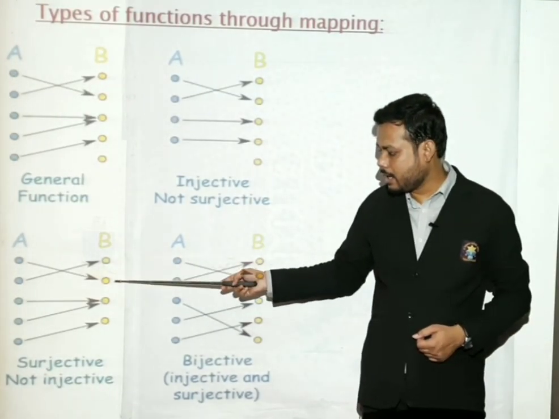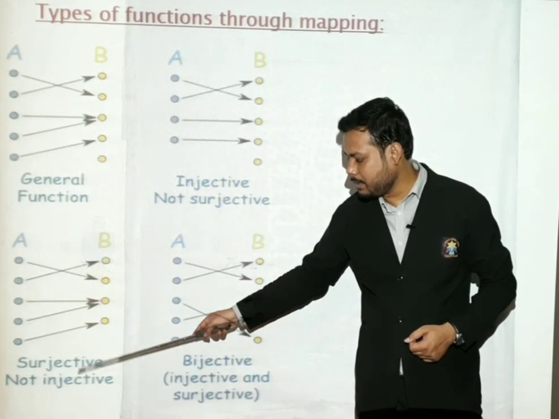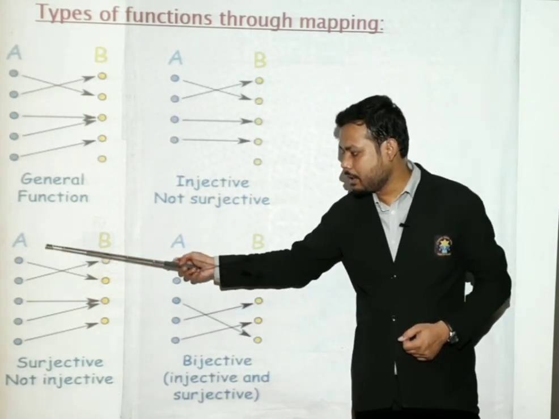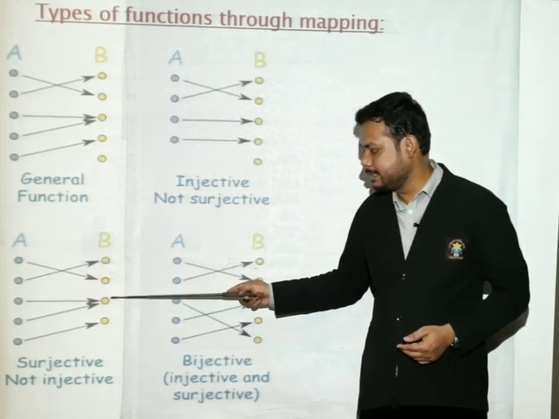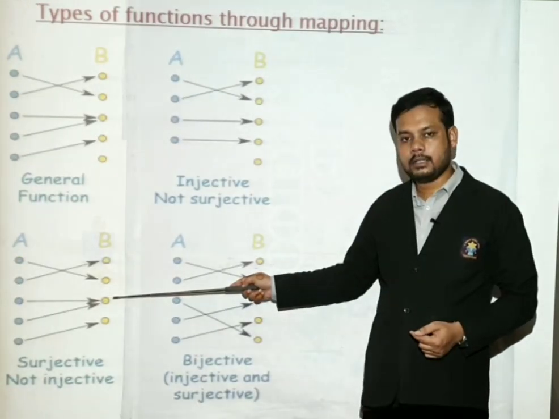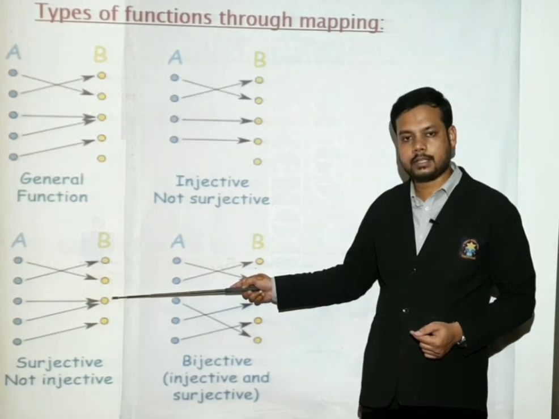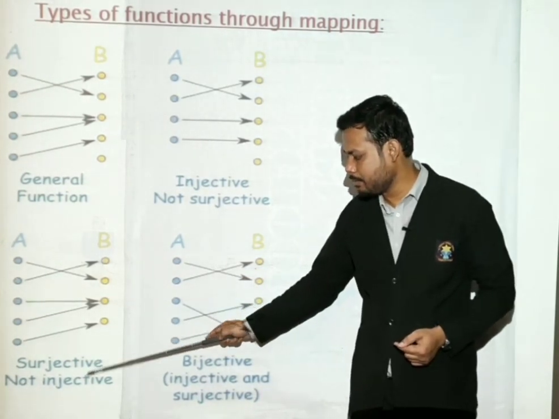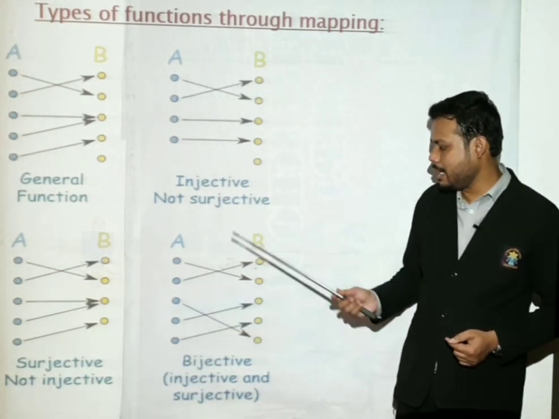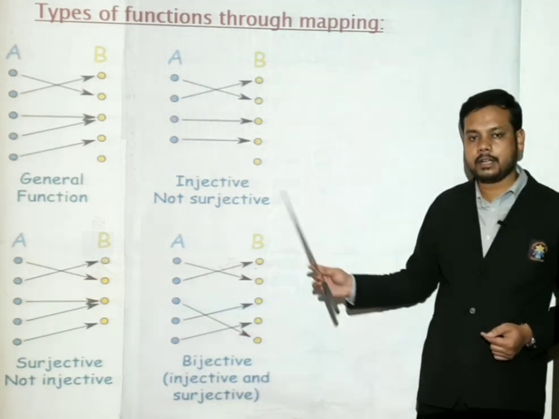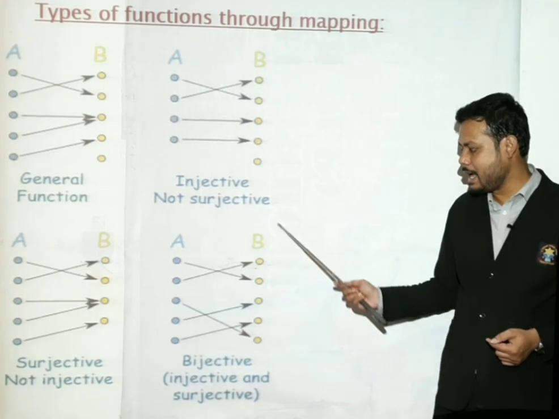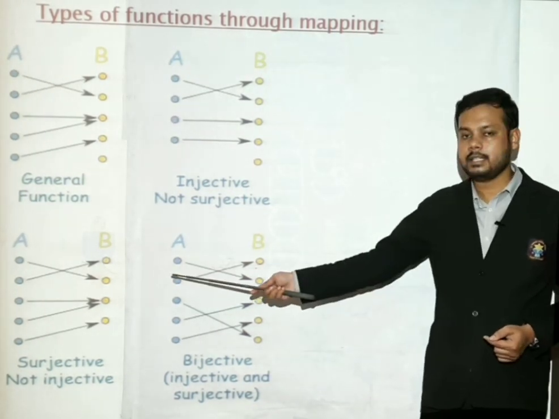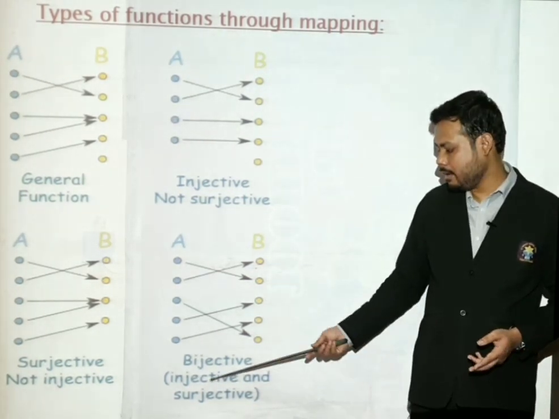In the third arrow diagram, we can see that it is surjective but not injective. Why? Because in this one, these two have the same image in set B, so it is not injective. That's why it is surjective but not injective. Now let's talk about this one. This is a bijective function because every element in set A has its image in set B and every element in set B has its pre-image in set A. That's why it is called a bijective function.